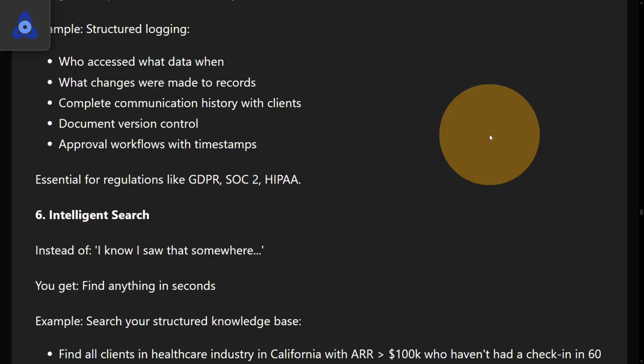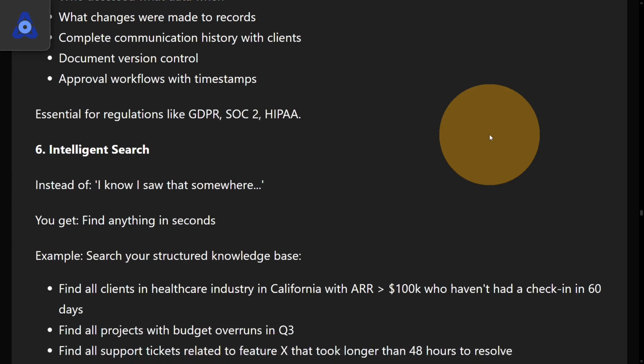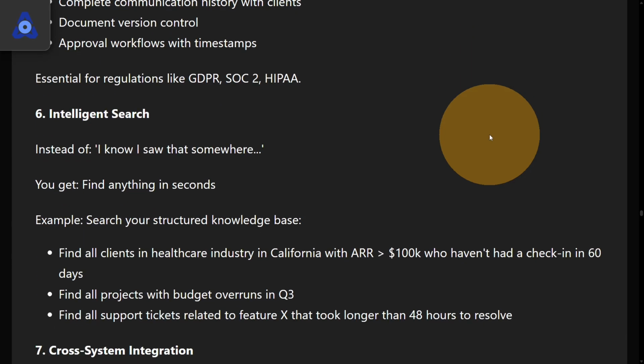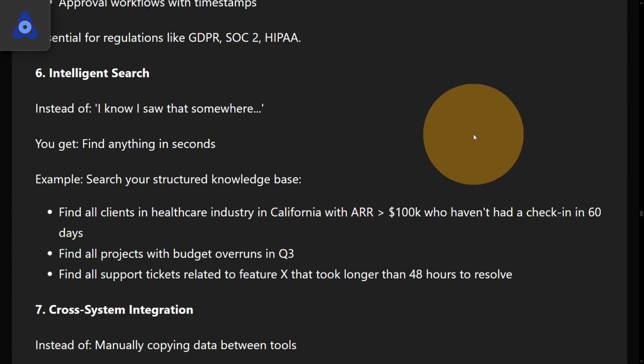6. Intelligent search. Instead of "I know I saw that somewhere," you get find anything in seconds. Example, search your structured knowledge base. Find all clients in healthcare industry in California with ARR greater than 100,000 who haven't had a check-in in 60 days. Find all projects with budget overruns in Q3. Find all support tickets related to feature X that took longer than 48 hours to resolve.